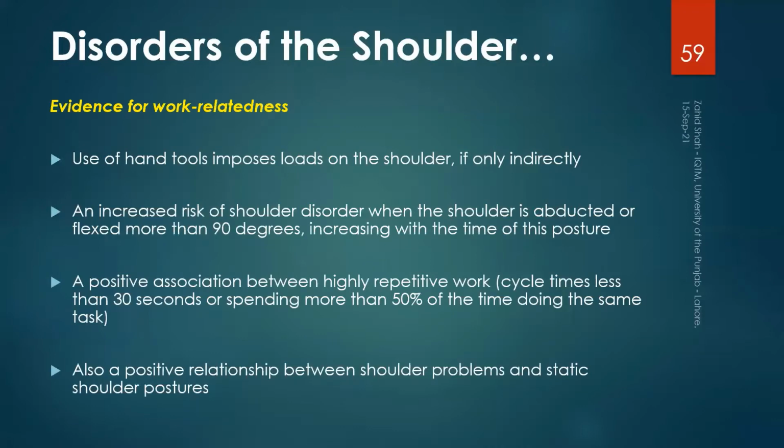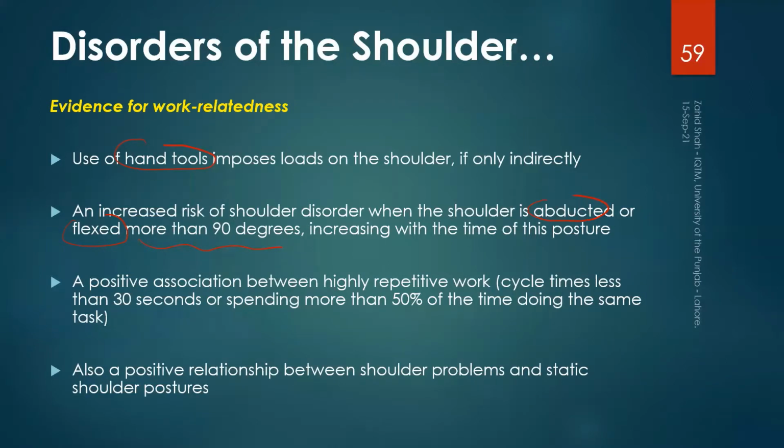Use of hand tools imposes loads on the shoulder, if only indirectly. An increased risk of shoulder disorder is there when the shoulder is abducted or flexed more than 90 degrees, increasing with the time of this posture. So this posture, when the shoulder is away from the body or it is flexed, or even elevated, if the posture is extreme, can be very dangerous.